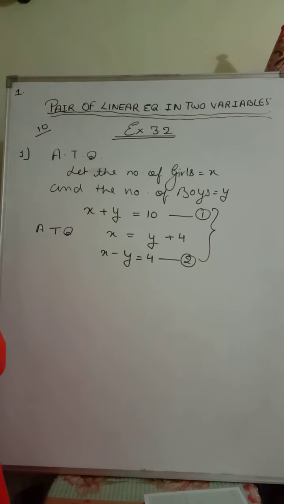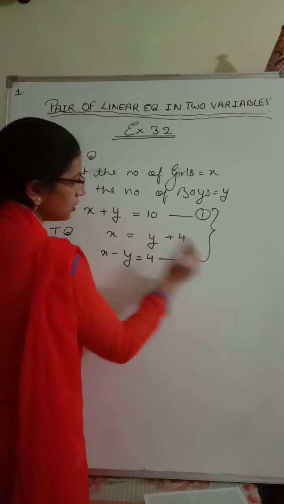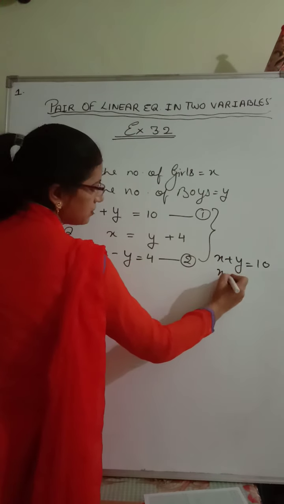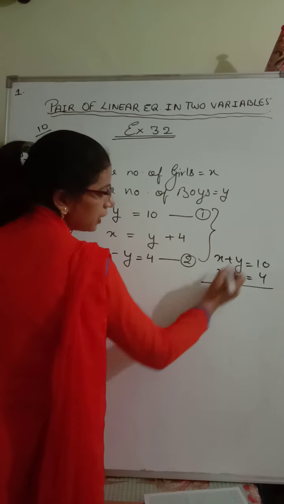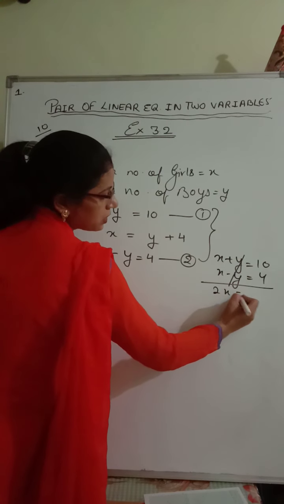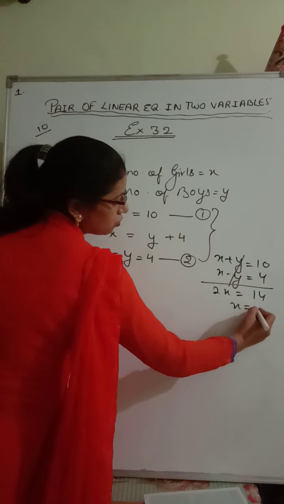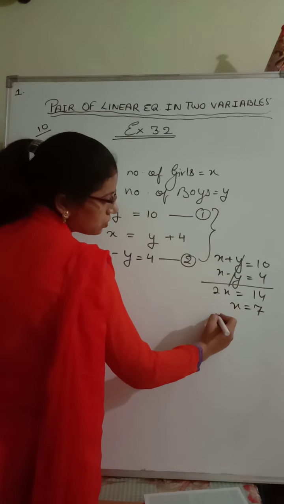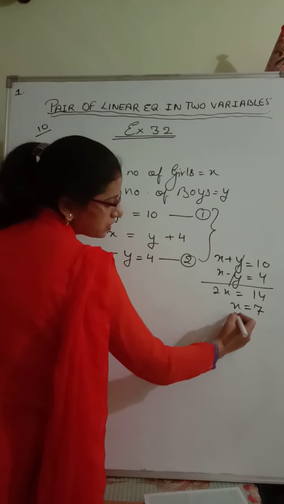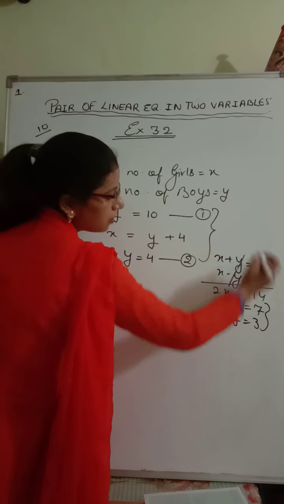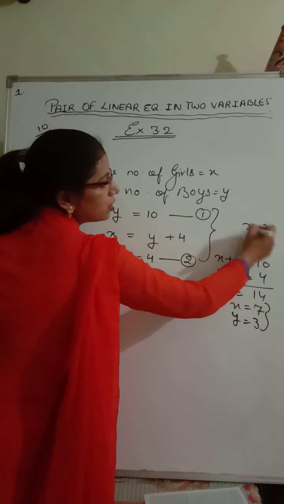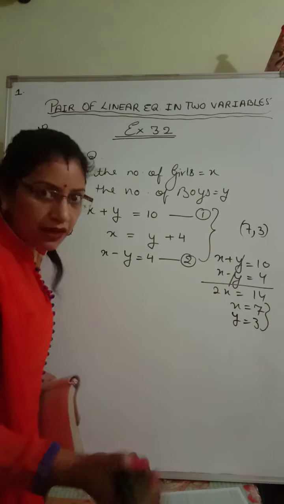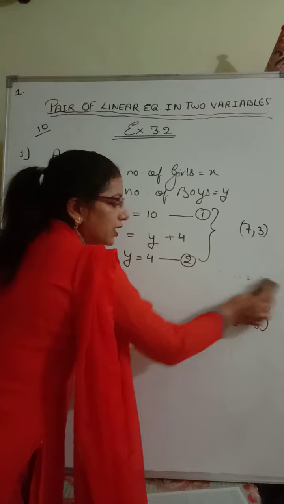So let us find the solution roughly first. x plus y is equal to 10 and x minus y equals 4. Add these two equations: 2x is equal to 14. So x is equal to 7. Substitute the value of x in any one: 7 plus y is equal to 10, so y is equal to 3. So our solution will be 7 comma 3. The graphs will intersect at 7 comma 3. This we have found roughly, so no need to write these things.